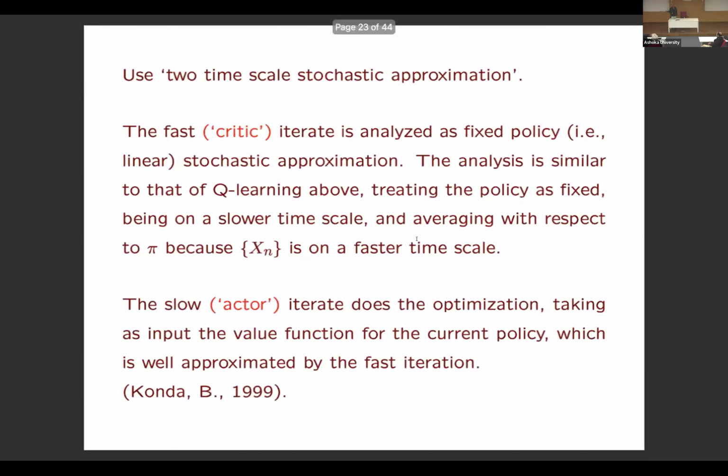So again, use the two time scale ideas. The fast one, the value function evaluation, is the critic, the guy evaluating you. It treats the policy as a fixed parameter. So it's a linear, Q-learning kind of thing. It converges to the value corresponding to the current policy. So the Vn will track V sub pi n, where pi n is the current policy, and then the policy iterate takes that as an input and minimizes that.